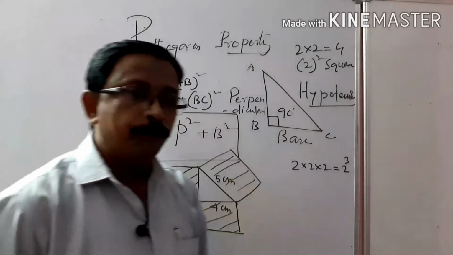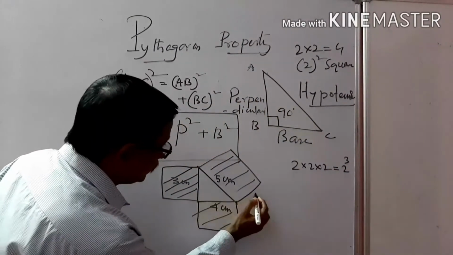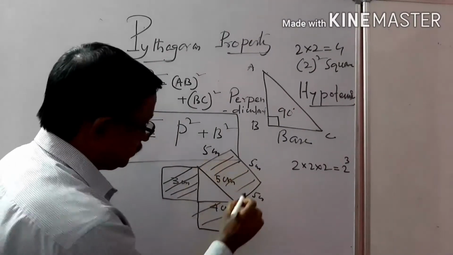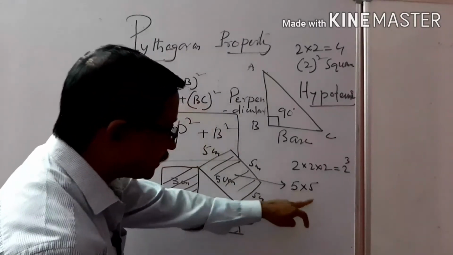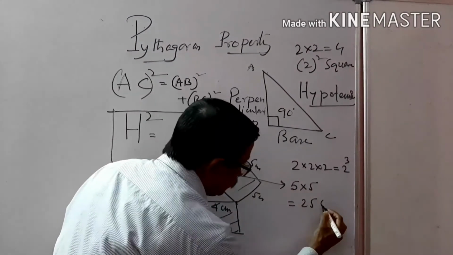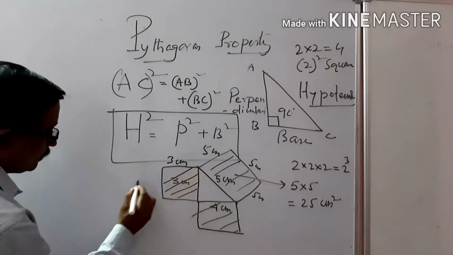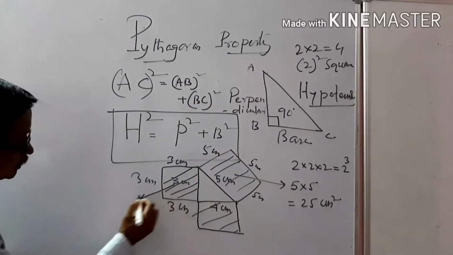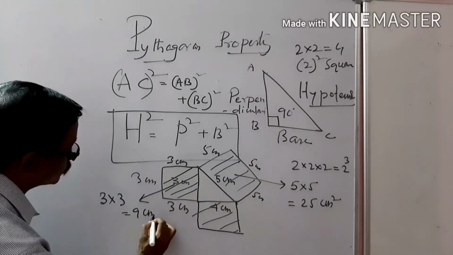Square you know. How do you find the area of a square? That is side into side. So the 5 centimeter square has all sides 5 centimeter. What is the area of this one? 5 into 5, side into side, that is 25. And centimeter multiplied by centimeter will be centimeter square. Then again, the 3 centimeter square: what is the area of this one? Side into side means 3 into 3, 9 centimeter square.